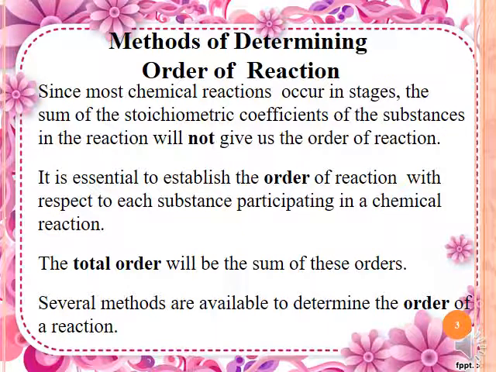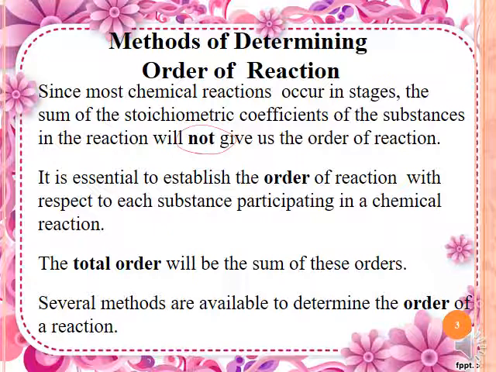Okay, since most chemical reactions occur in stages, which I have explained with Hess's law, step 1, step 2, the sum of the stoichiometric coefficients of the substances in the reaction, meaning the overall reaction, will not give us the order of reaction. If you remember, I mentioned this already. So the order can only be determined through experiment.